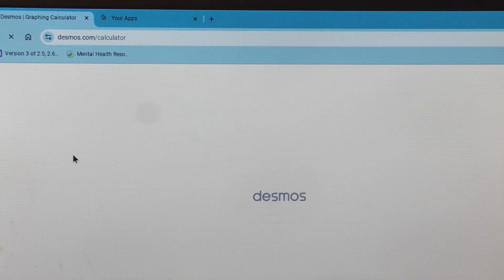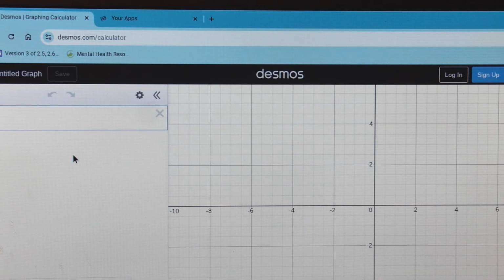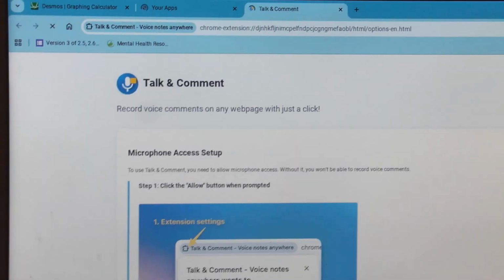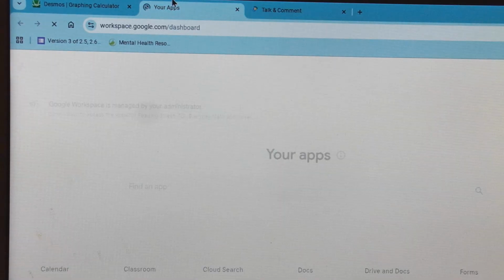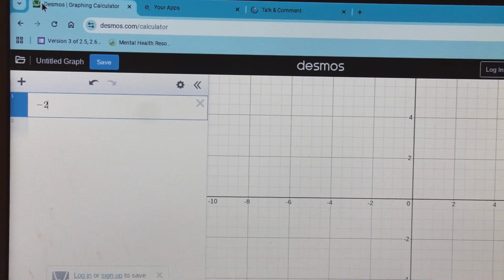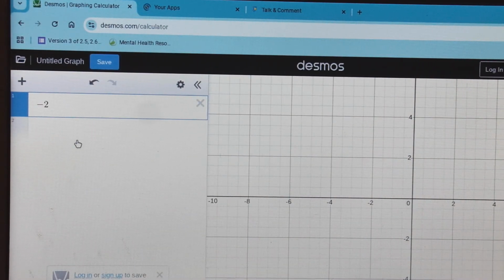All right, it says solve using technology. Are you ready to solve using technology? We're going to type in our equation. So type it in, -2. Oh, no. Okay, where did it go? Okay, there we go. We're back. Maybe. -2. Type in your x.